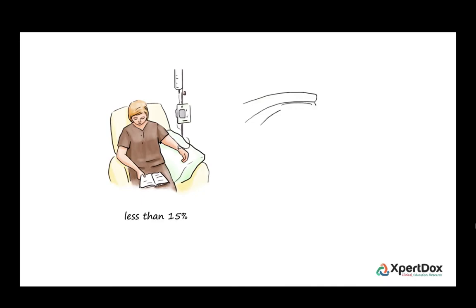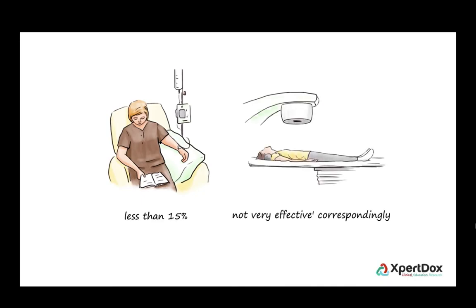Clinical response rates with chemotherapy, either monoagent or combination, are usually less than 15%. Renal cell carcinoma is not very sensitive to radiation, and radiation therapy is more often used to palliate or ease cancer symptoms in case of cancer spread.